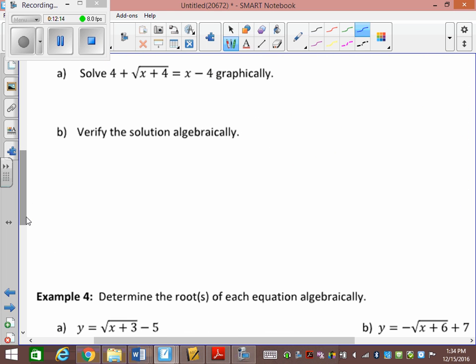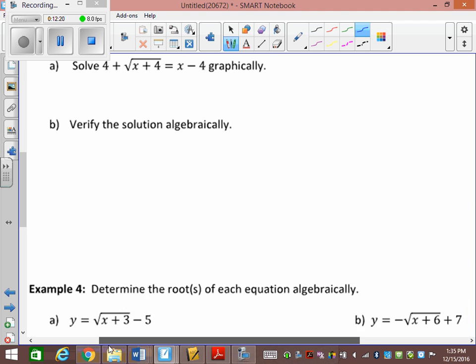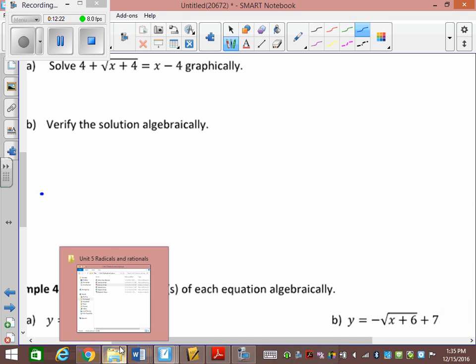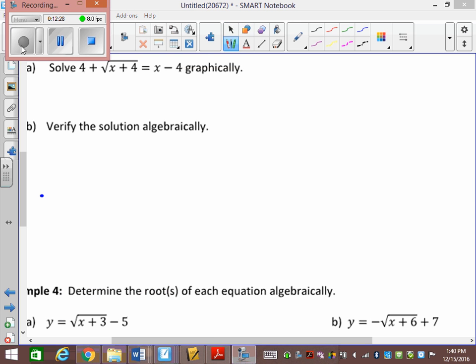So solve this one graphically, solve this one algebraically. When you're done that, do these two. And then it's going to be homework. So if we're going to solve this graphically, you can punch into your calculator. We're going to verify it algebraically. So 4 plus the square root of x plus 4 equals x minus 4. We know x has to be greater than or equal to negative 4.